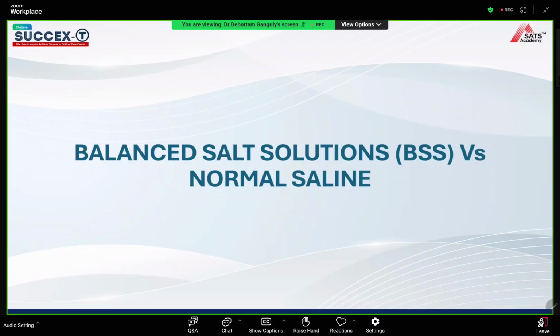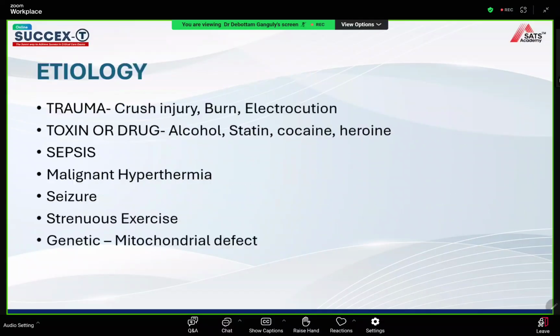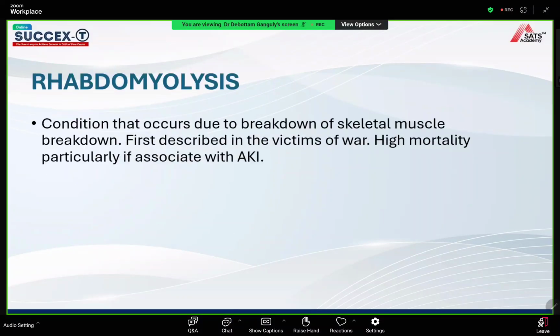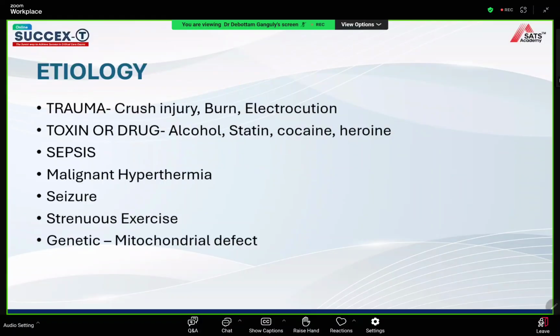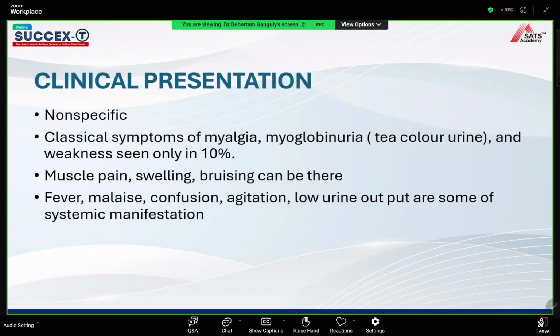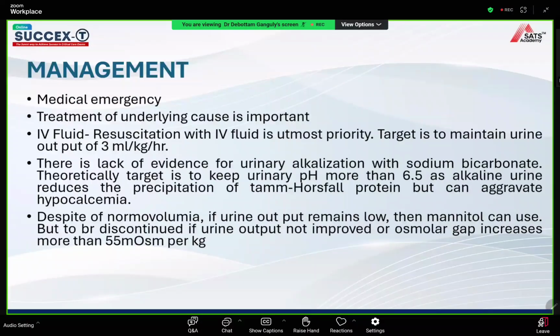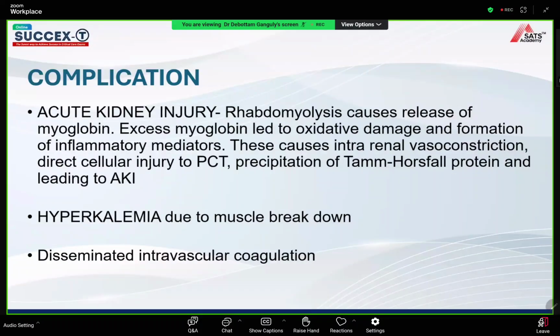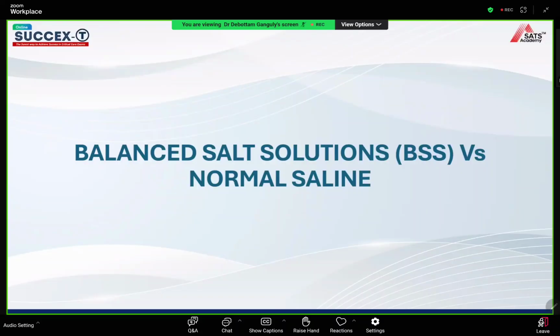I think this is enough for your exam purpose. That can come in an exam as a short note: what is rhabdomyolysis, what are the etiologies, how it clinically presents, and what are the diagnosis and the management along with the complications. Now we come to balanced salt solution and normal saline.